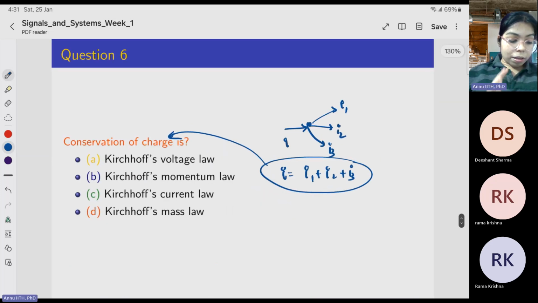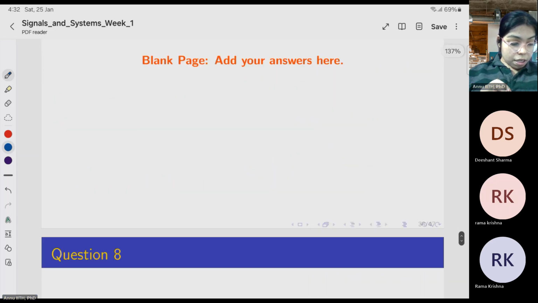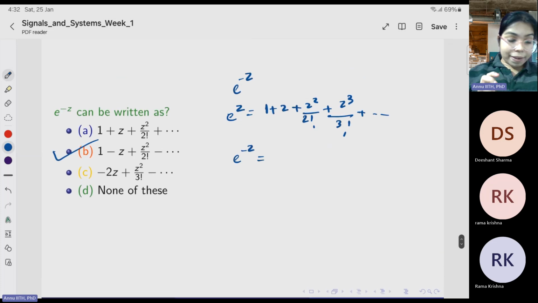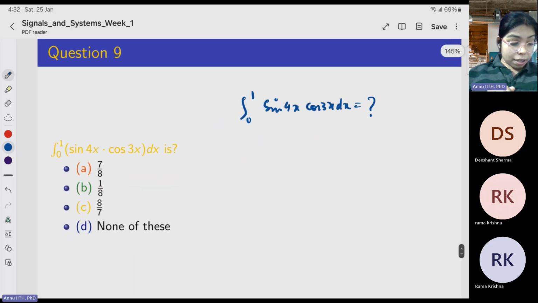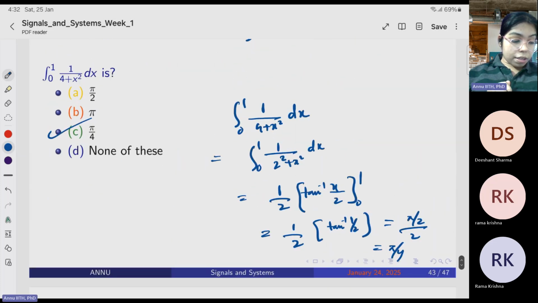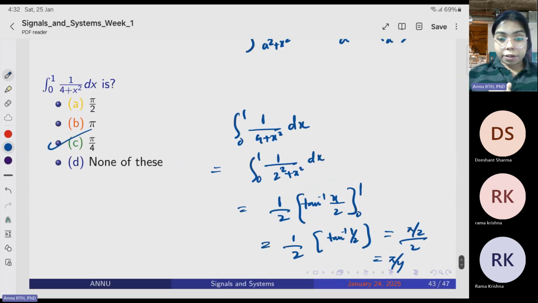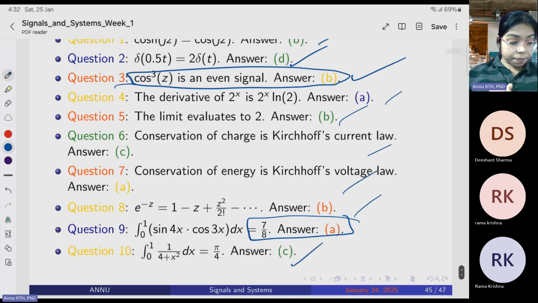At the basics, you should know Kirchhoff's current law and voltage law. The third was the simplified expressions for e power minus z and all. Then again, the integration was there. Some of the formulas for integration and differentiation you should know. These were the answers.